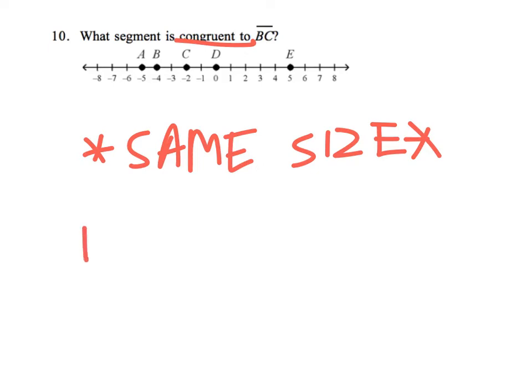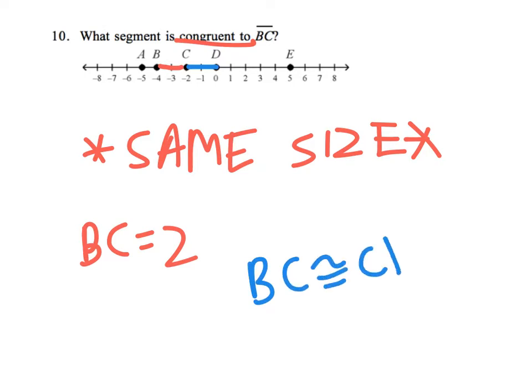So we're looking at BC. We're going to say that BC equals, should be pretty easy to see, 2 in length. We want to figure out which segment is also 2 in length. So we have BC here. This is pretty easy. If I look at the one next to it, CD, that one's the same size. So I know that BC is going to be congruent to CD. Remember, this is your little symbol for congruent. This guy here.